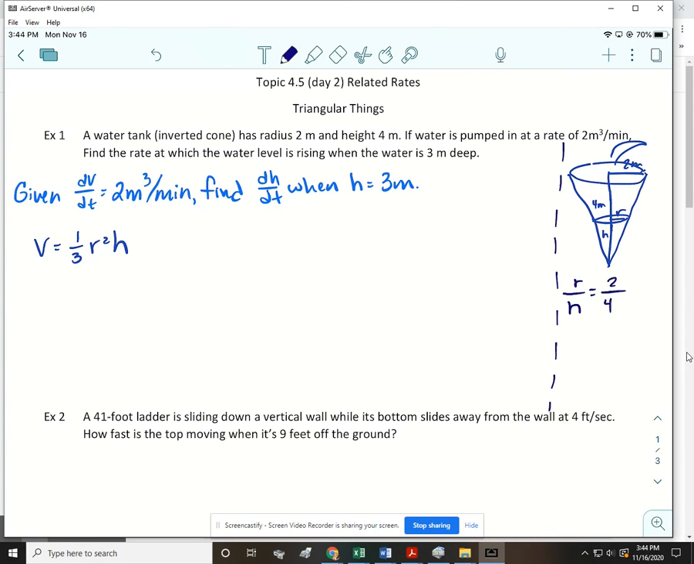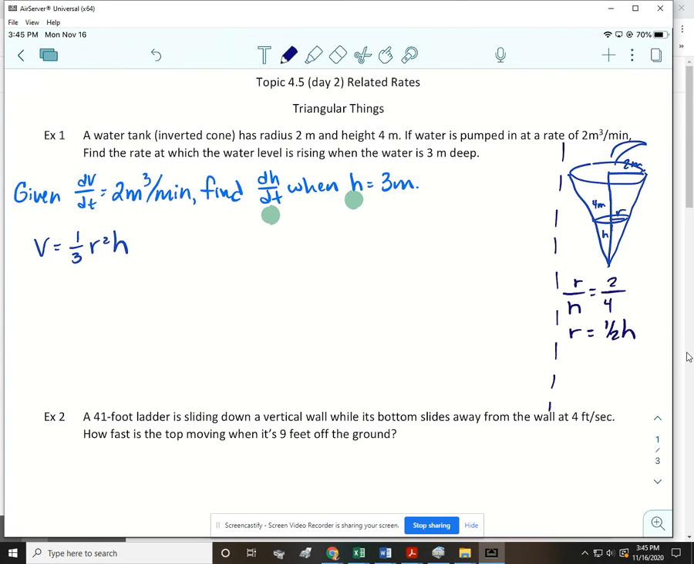Now, because we are given the height and we want to find how the height is changing, we're going to solve it for r. So we're going to get rid of our r variable by multiplying by h. So on this cone, the radius is always going to be half of the height. Always, always, always, no matter where the water level is.